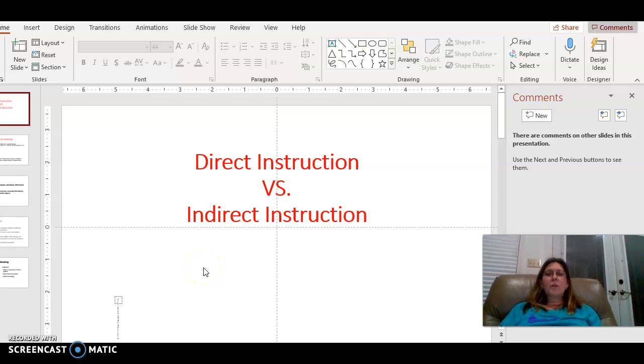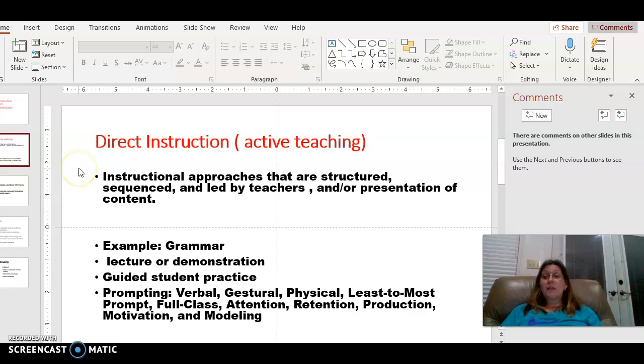Hi, I'm doing a presentation on direct instruction versus indirect instruction. Basically, it's just whichever way someone prefers, but then again, you have some learners that learn better with one or the other. Direct instruction is more of an active teaching method.